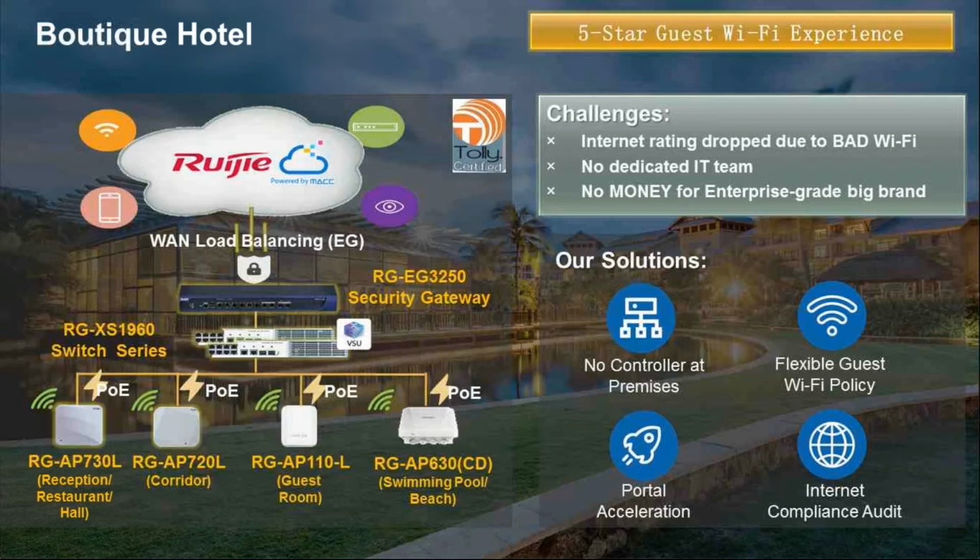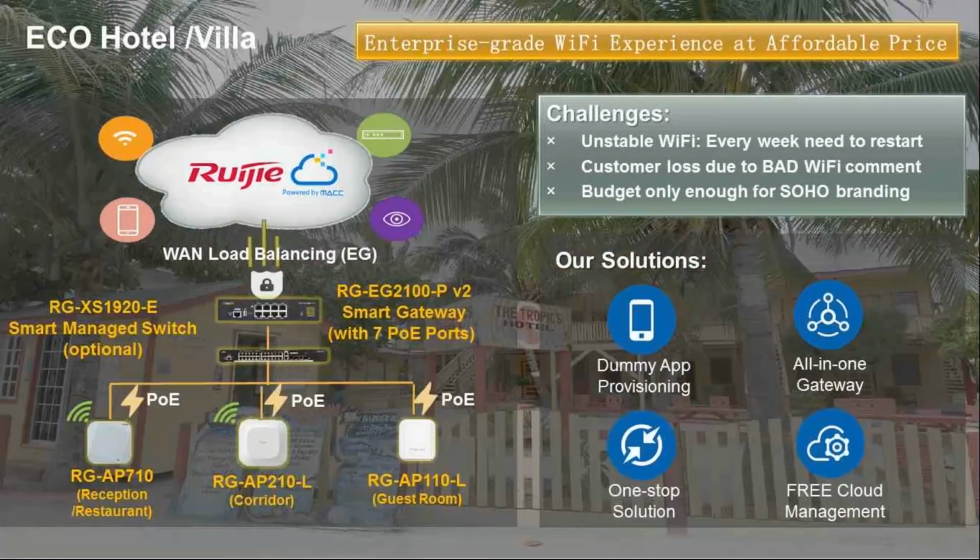So this is what we propose in our solution: no controller at the premise, because all the APs will join to Ruijie Cloud. This is a cloud to manage all of these devices, because the cloud can manage the EG, can manage the switch, and also can manage our AP. Okay, this is for the boutique hotel solution we suggest.